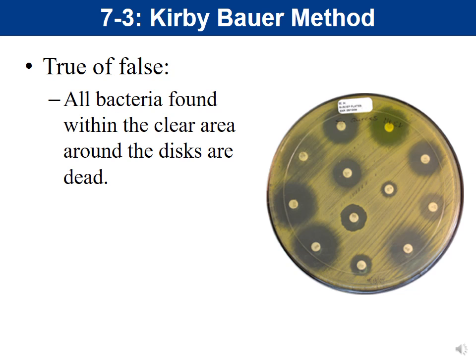So you want to review this question that was posed, right? True or false, all bacteria found within the clear area around the discs are dead. So review this and understand why that's true or false. And also, is there a test you could do as a follow-up to distinguish between different possibilities? Could you do a test to distinguish if bacteria are actually dead in those clear zones? You want to know that those clear zones, again, are called your zones of inhibition.